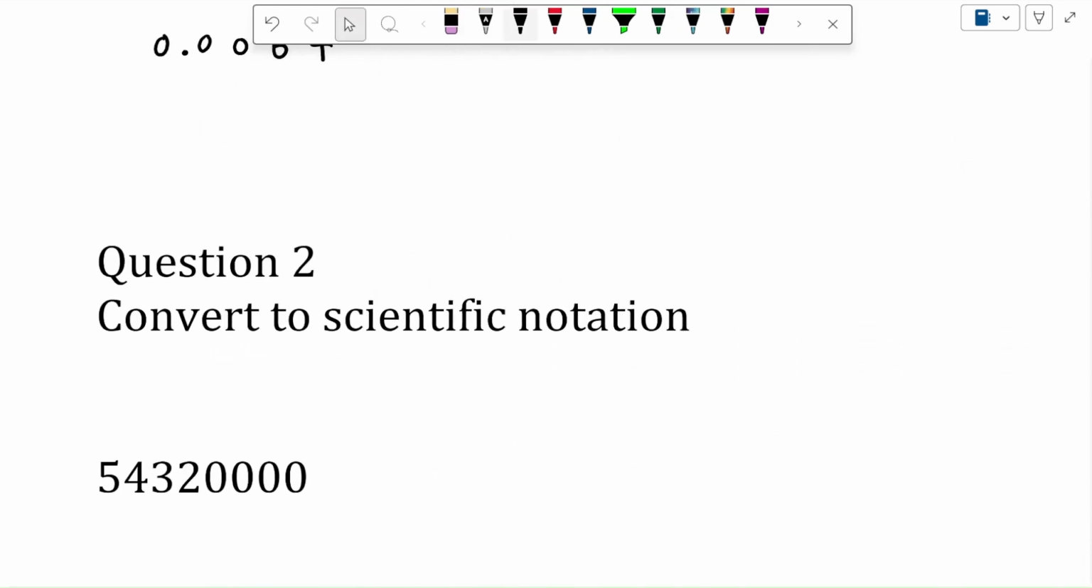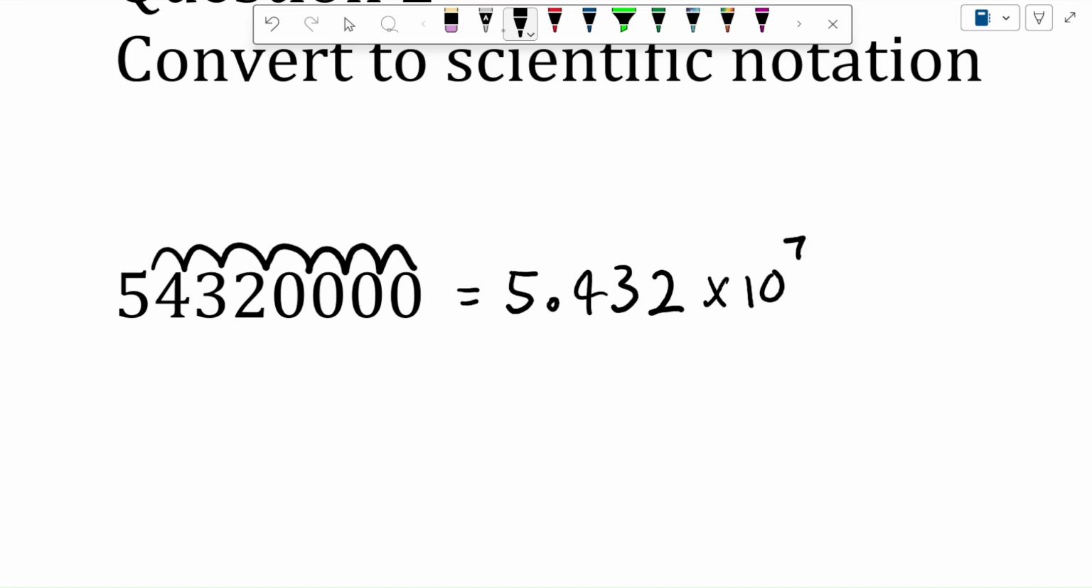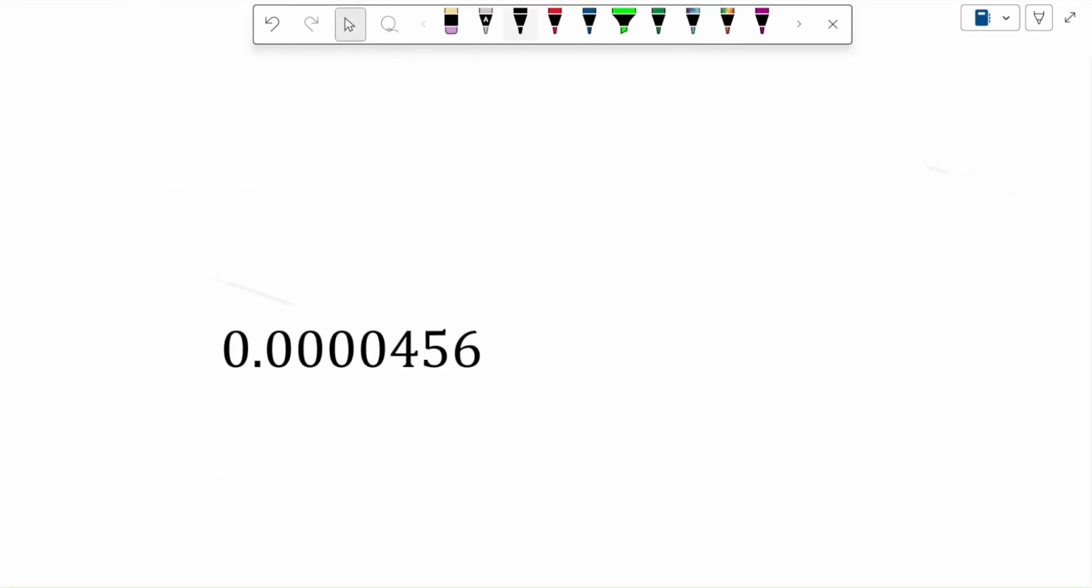Okay, convert to scientific notation. So this one here, you look for your first significant figure, it's the 5, and you put the dot after that, and then we just give all the decimal places that we can give before the zeros, and then we want to times this by 10 to the power of 1, 2, 3, 4, 5, 6, 7, we would need to move it. Something like this, we look for the first significant figure, and by that I mean the first number that's not 0. There it is, 4. And then we'd go 4.56 times 10 to the power of minus 5.